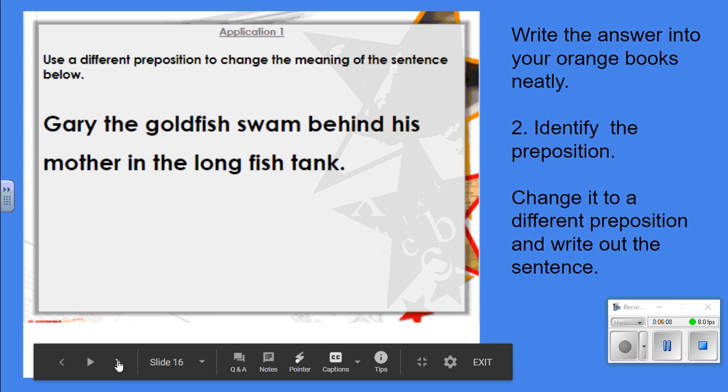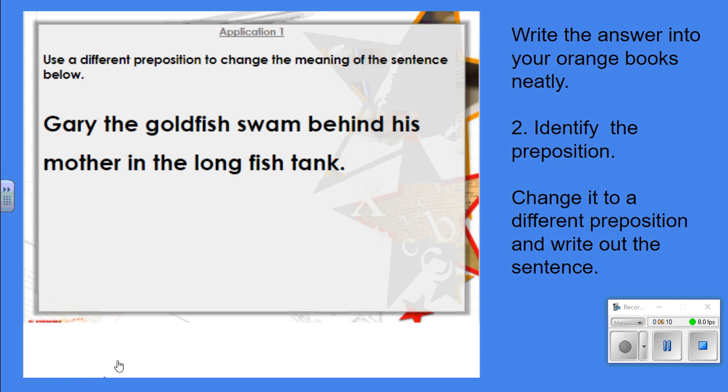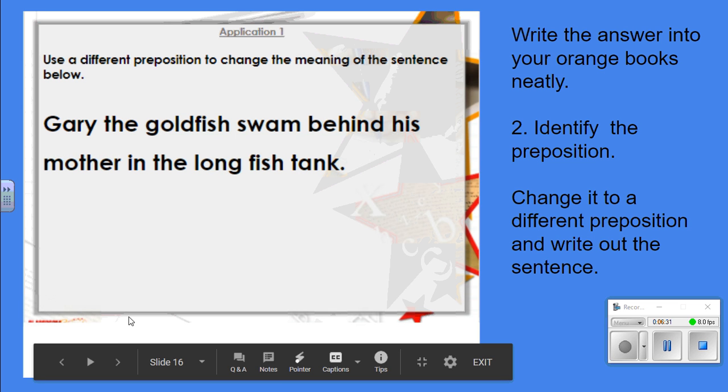Number 2 question. So this sentence: Gary the goldfish swam behind his mother in the long fish tank. Can you find the preposition? And then can you change it to a different preposition and write out the sentence? So which word is the preposition? Pause the video while you do that.